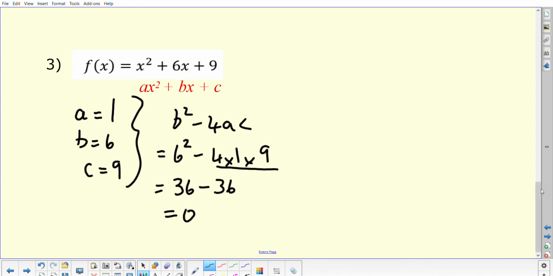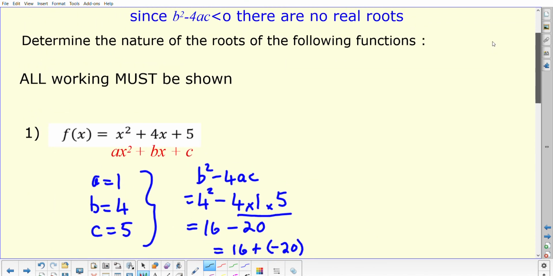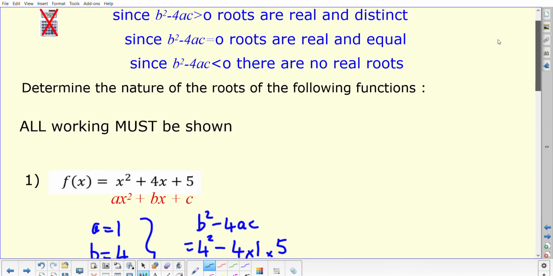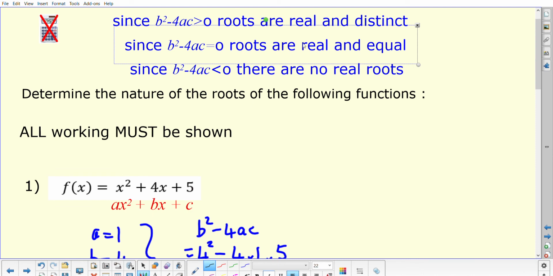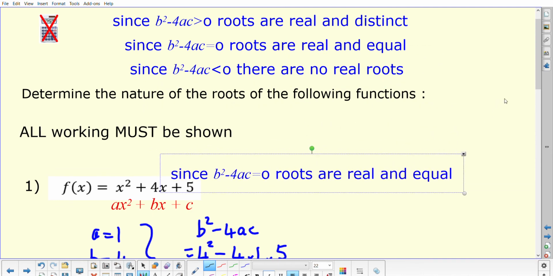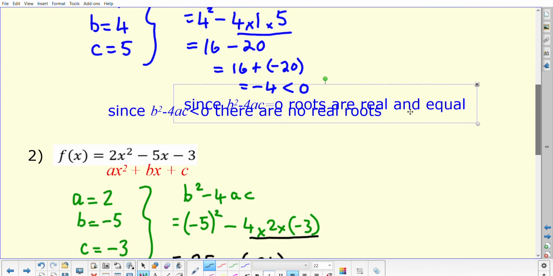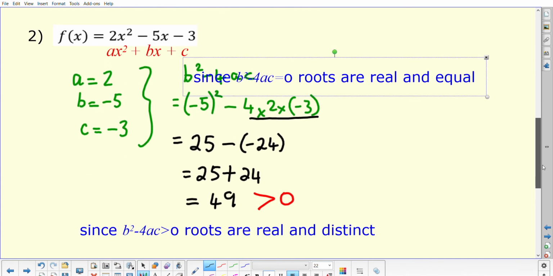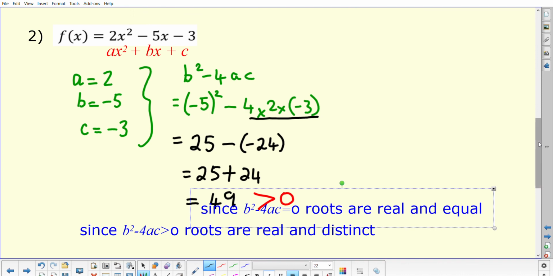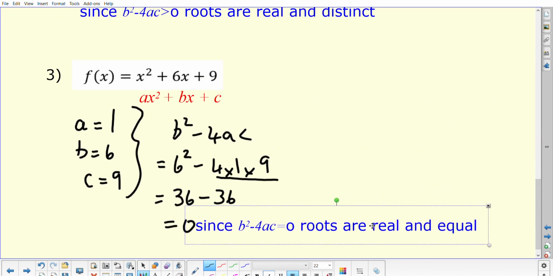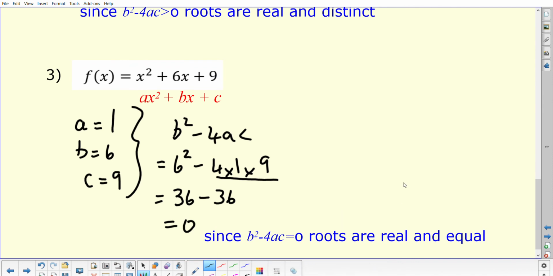And the statement that you use when you get it to be 0, remember, is that your roots are equal. So for this one, you will be using the statement that says since b squared minus 4ac equals 0, your roots are real and equal, and that's how you finish that question.